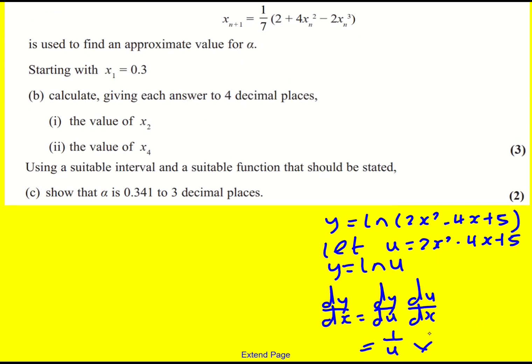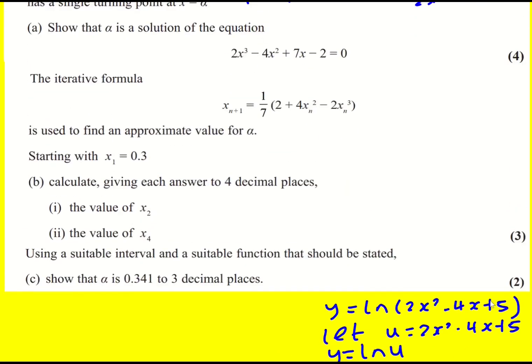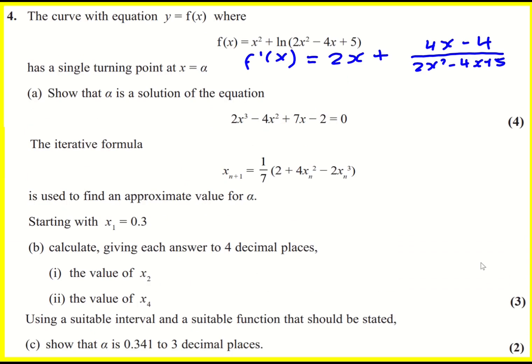And now I'm timesing by du by dx, which is the derivative of the inside. So we get 4x minus 4. And if we bring that together, it's going to give us the answer I showed you really quickly. Technically, I should put a bracket around that. So this is then equal to 0 for the turning point. And now I'm going to multiply through by 2x squared minus 4x plus 5.